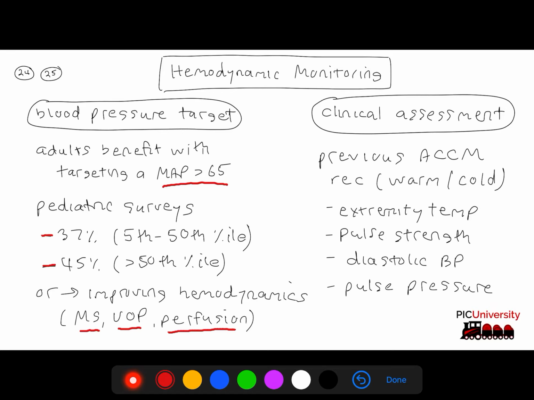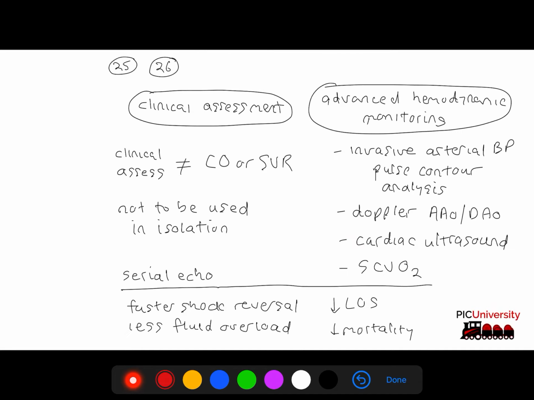Now, in addition to the blood pressure targeting, they make a special note to talk about our clinical assessments. And so previously, the Academy of Critical Care Medicine made a recommendation and actually based a lot of their algorithm on whether patients had warm shock or cold shock. And this assessment or determination was made by the temperature of a patient's extremities, the strength of their pulses, their diastolic blood pressure, and their pulse pressure. And unfortunately, we've actually found now that the clinical assessment of bedside practitioners does not really correlate well with cardiac output or systemic vascular resistance.